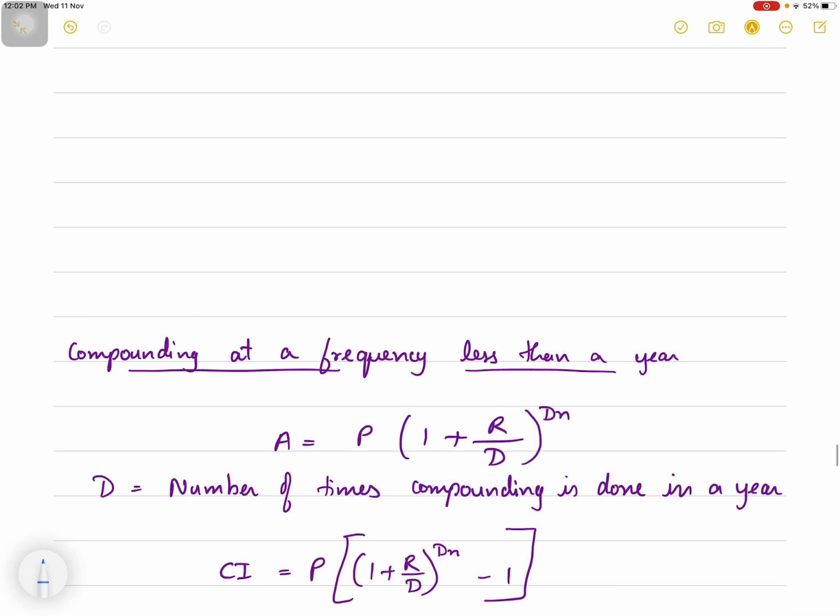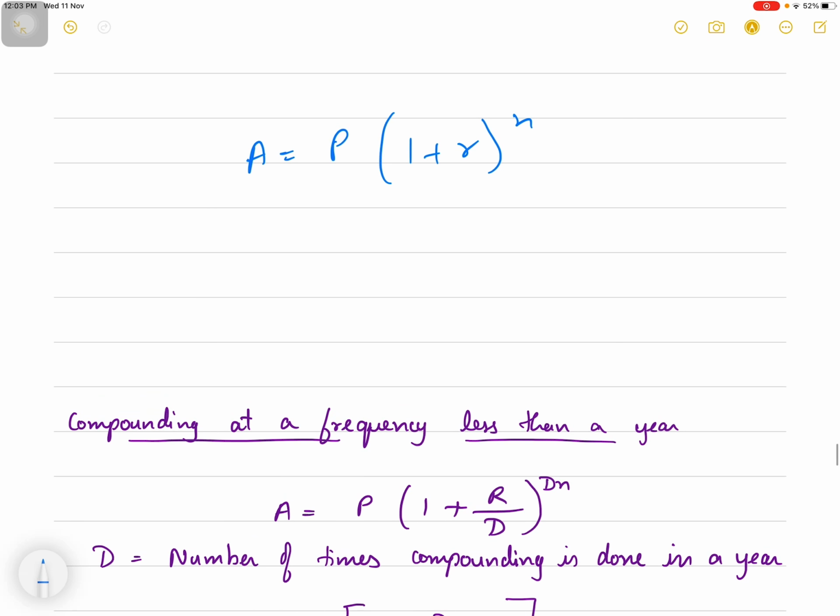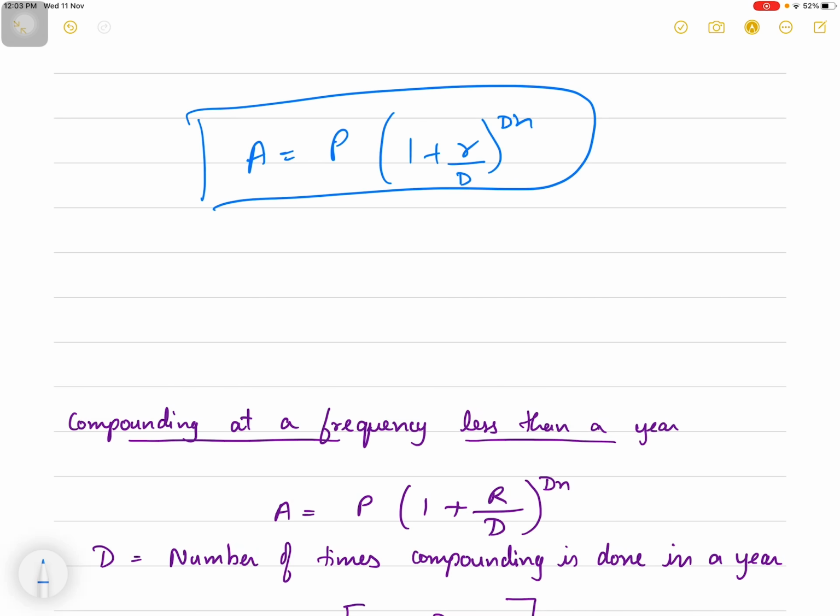See, the actual formula is like this, no? A is equal to P into 1 plus R raised to N, correct? So you just have to add D to it. D here and R divided by D. Got it? This is the new formula if compounding is done monthly or yearly or quarterly or daily. If compounding is done annually, then your formula is A is equal to P into 1 plus R raised to N.